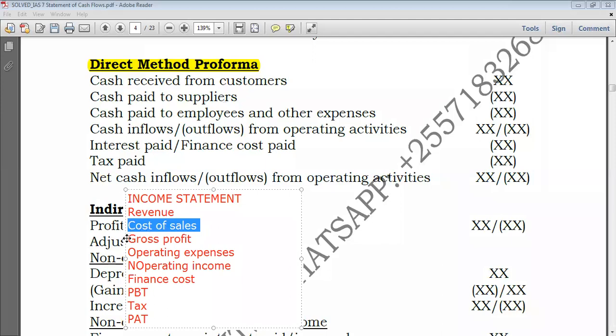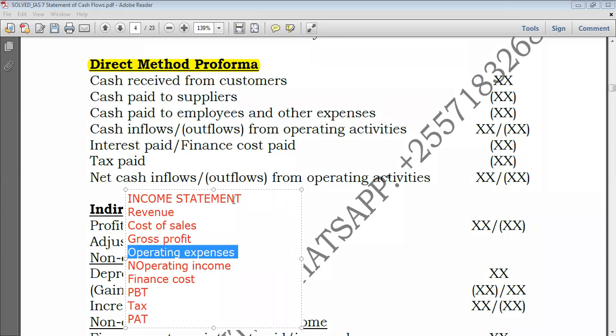This gross profit is just the difference, and it's not over, we're just going down, so just ignore it. And then we have operating expenses. Operating expenses could include, let's say, distribution costs and administration expenses, for which we also have to know how much cash you have paid. That's why we say cash paid to employees and other expenses. Those are just operating expenses.